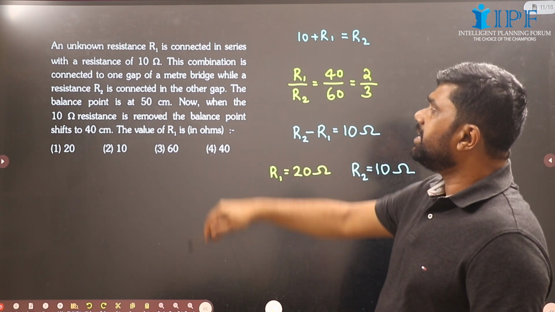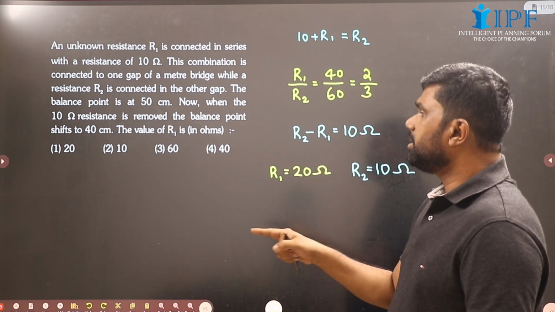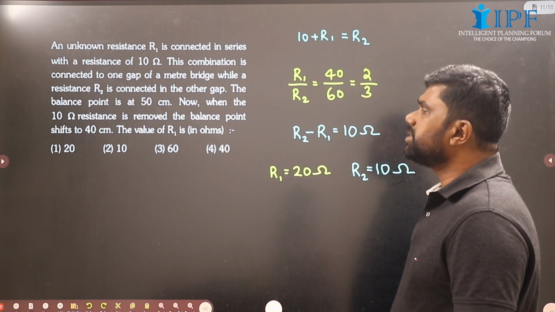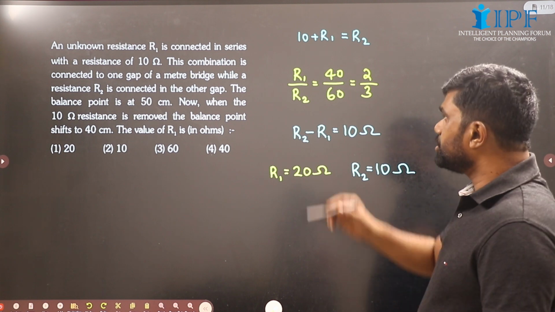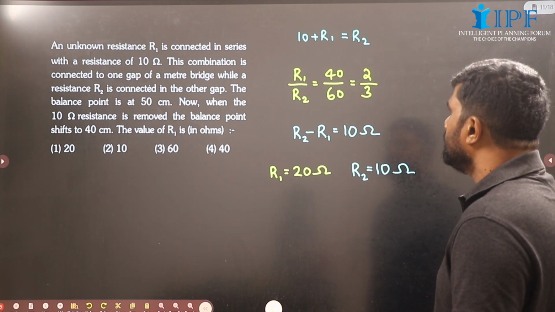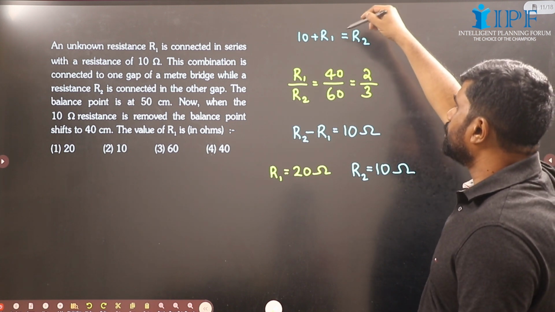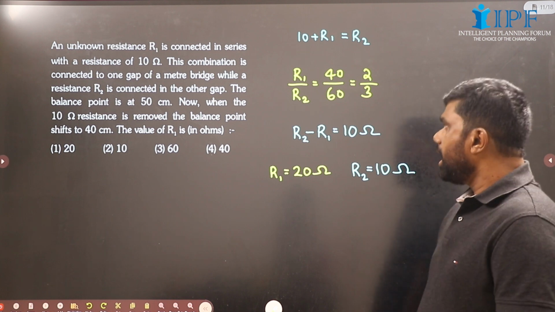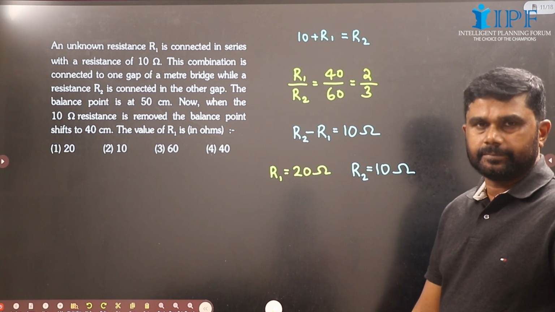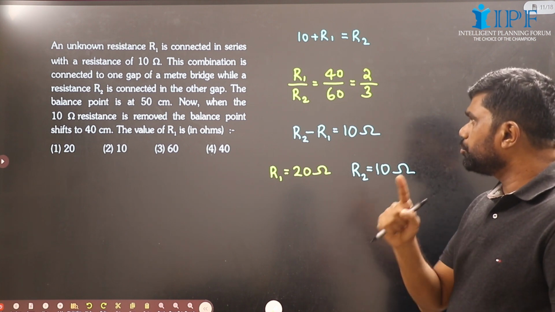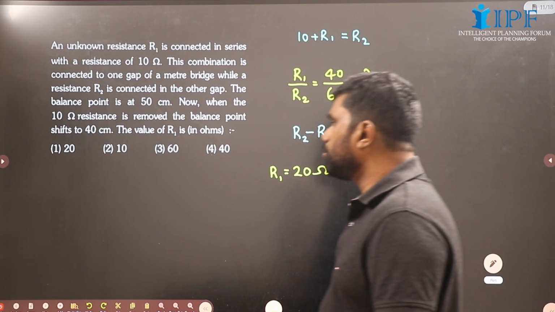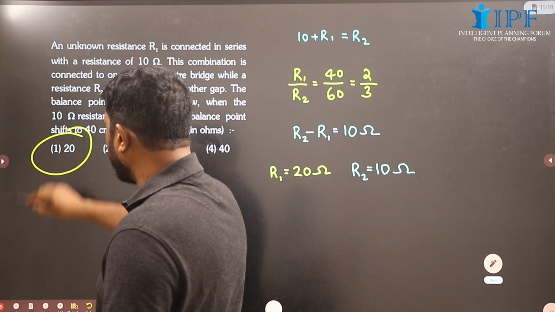Now when the 10 ohm resistance is removed, the balance point shifts to 40 centimeter. When the 10 ohm resistance is removed, the ratio R1 by R2 is equal to 40 by 60, means it is 2 by 3. Here we get R2 minus R1 equal to 10 ohm, and R1 by R2 is 2 by 3. So R1 equals 20 ohm and R2 equals 30 ohm. So we have to find the value of R1.